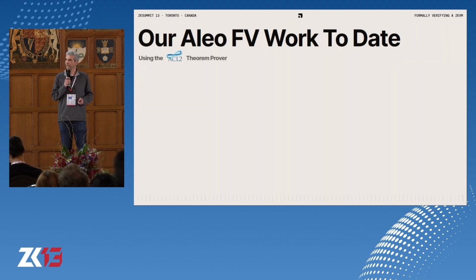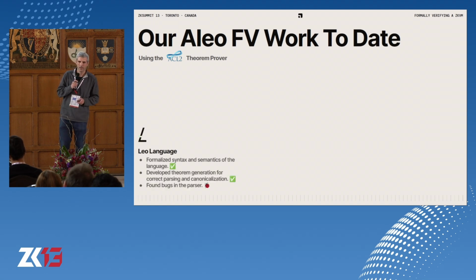So to date, we have applied these techniques to some of the components. Initially, we worked on the Leo language. We formalized its syntax and semantics. It was for an early version, so we need to update it. But it was complete at the time.